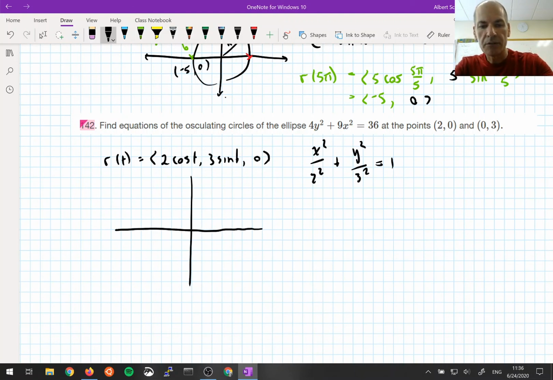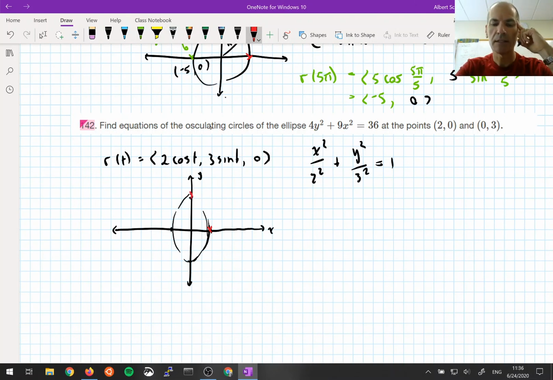So we're going out 2 units in the x direction and 3 units in the y direction. And we sketch the ellipse. It looks something like this. And we are interested in this point and this point, 2, 0 and 0, 3. And we want the osculating circles at those 2 points.